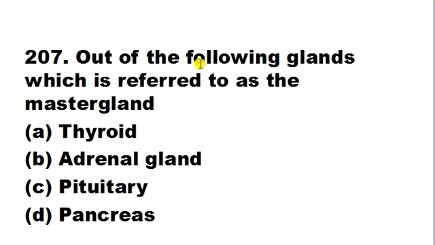Out of the following glands, which is referred to as the master gland? A. Thyroid, B. Adrenal gland, C. Pituitary gland, D. Pancreas. So its correct answer is C. That means the pituitary gland is known as the master gland. And why is it called the master gland? Because it secretes hormones that control the function of other endocrine glands. So it is a master gland. It's a pea-sized gland which is present in our brain. It controls the other endocrine glands' function, as well as it controls the growth of the body. That's why it is called the master gland.